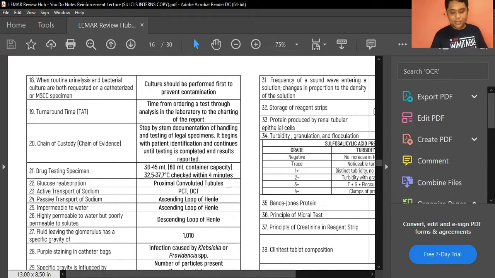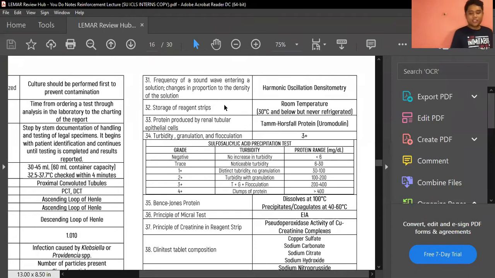Okay. Next, frequency of sound wave. Basta sound wave, there's a change in proportion to density of solution, of course, harmonic oscillation densitometry. So pangitaon na, basta sound wave, it's talking about sound, no? Harmonic, ayan. So go sa choice na harmonic. All right.